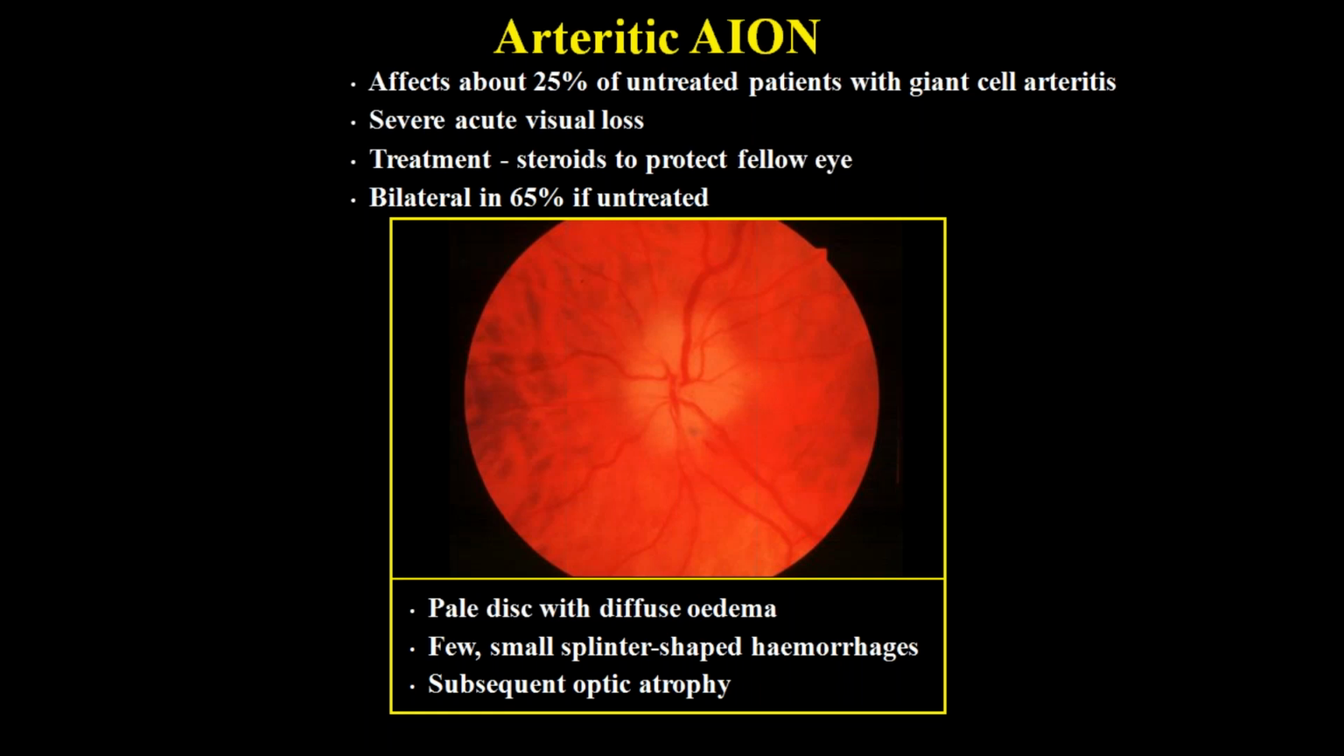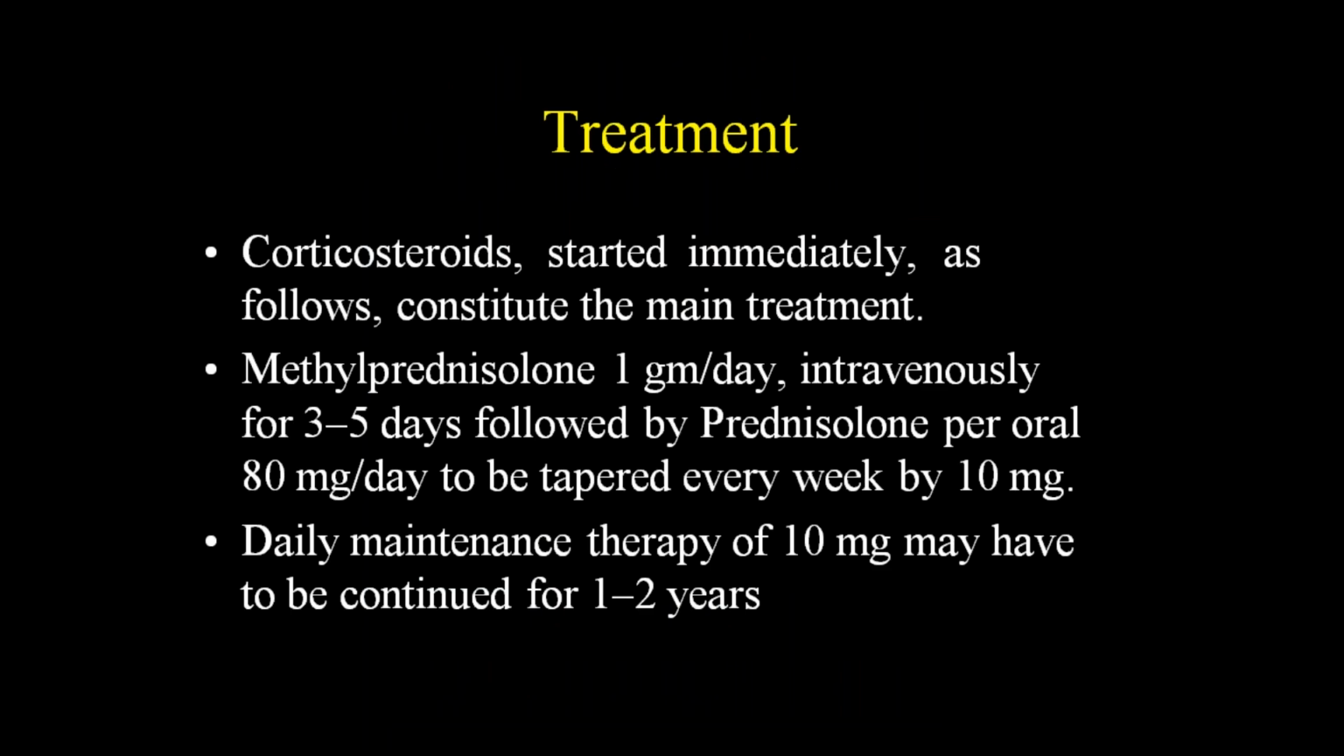You have to give IV methylprednisolone for 3 days and then gradually convert it into oral and gradually taper it over a period of 15 days. So corticosteroids are started immediately as follows and constitute the main treatment. That is, you give IV methylprednisolone 1 gram per day intravenously for 3 to 5 days, followed by oral prednisolone 80 mg per day, tapered every week by 10 milligrams over the next 1 to 2 months, and daily maintenance therapy of 10 milligrams may be continued for 1 to 2 years to prevent recurrences.